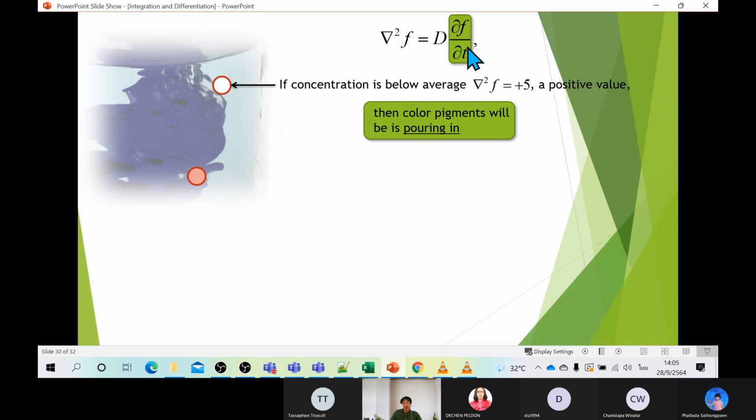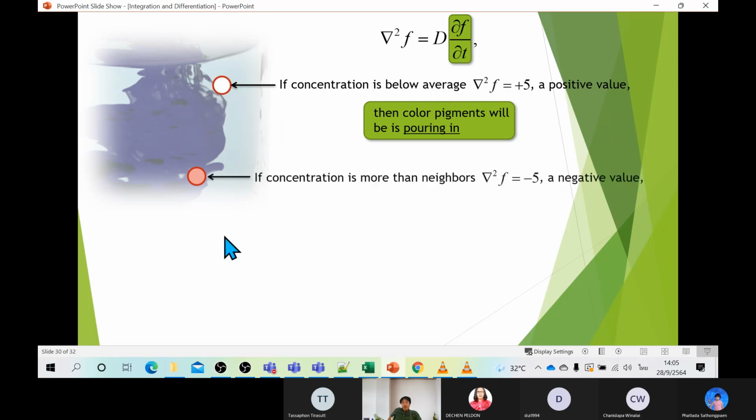When f is positive, what does it mean? It means that the pigment is pouring in. The pigment is increasing because df/dt is positive. That's what's happening here in this region.